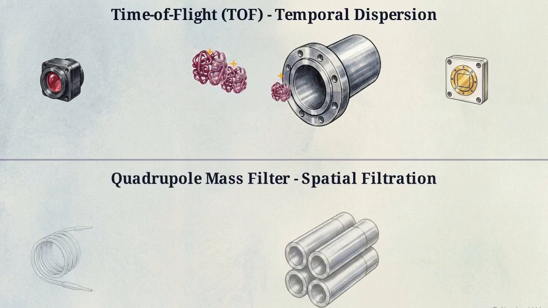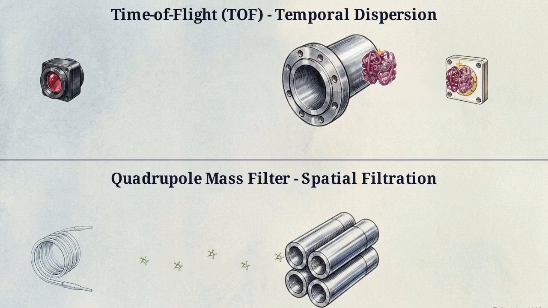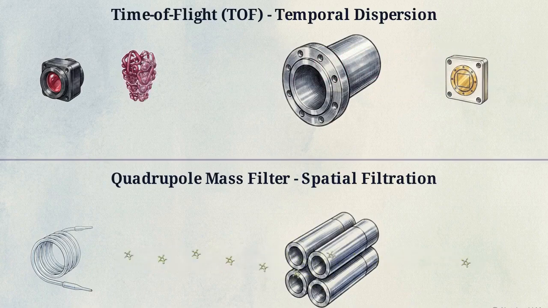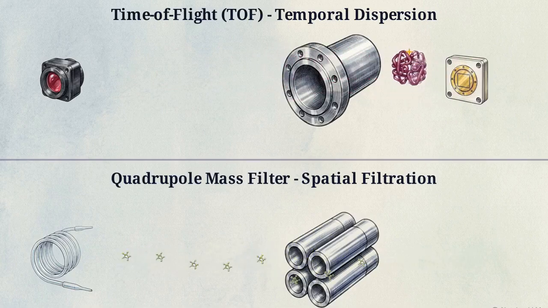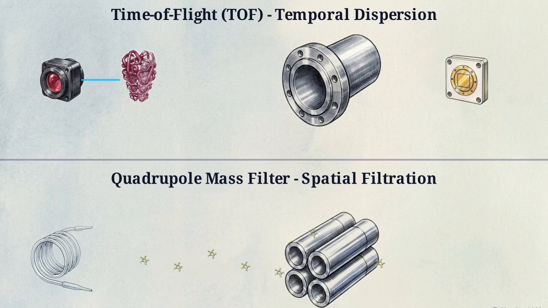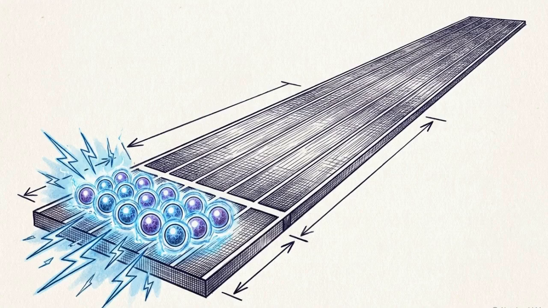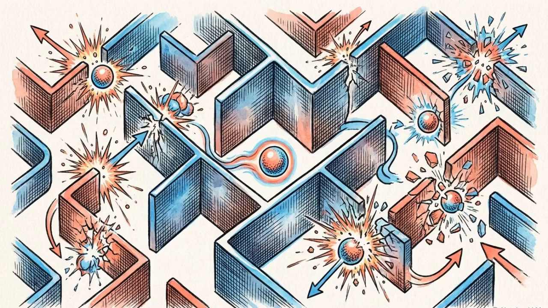If an analyst is separating a continuous, high-pressure stream of small environmental toxins from a chromatograph, the instrument must be a quadrupole to keep up with the continuous flow. One requires setting up a perfect starting line and timing the race. The other requires building a dynamic obstacle course that only one specific runner can survive.